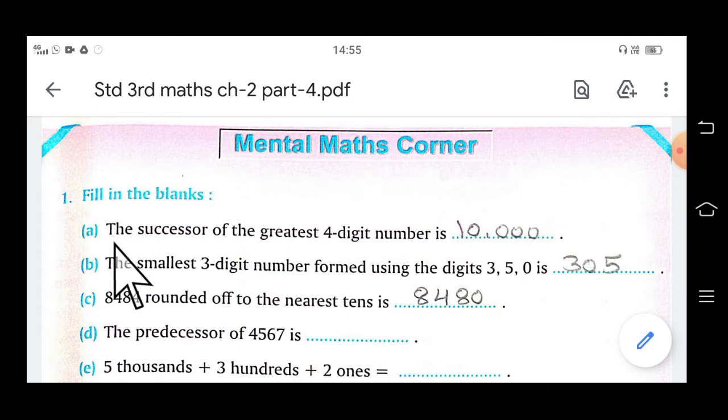The first fill-up is: the successor of the greatest four digit number is. What is the meaning of successor? Successor means the number after, and we get the next number by adding 1 to the given number. The greatest four digit number is 9999. When we add 1, we get 10,000.